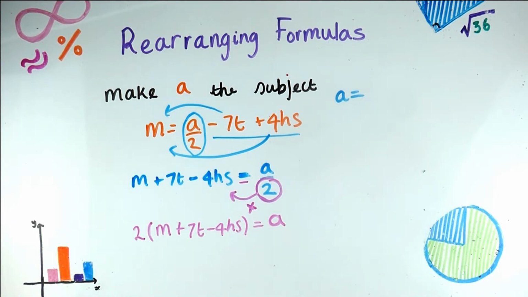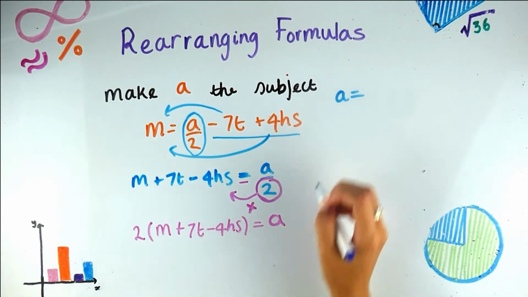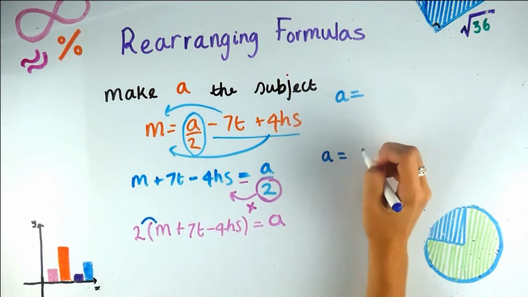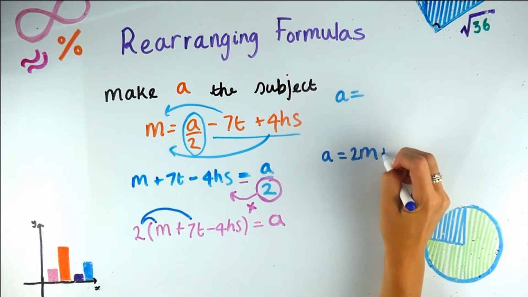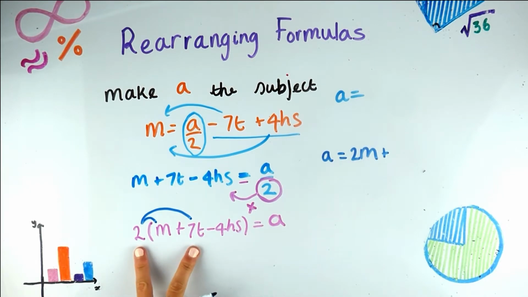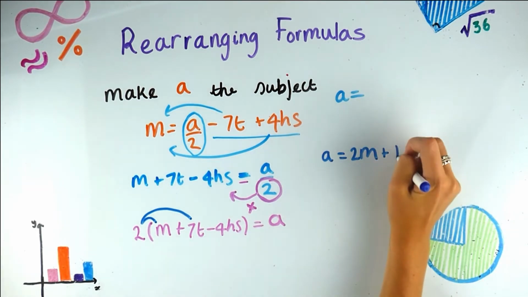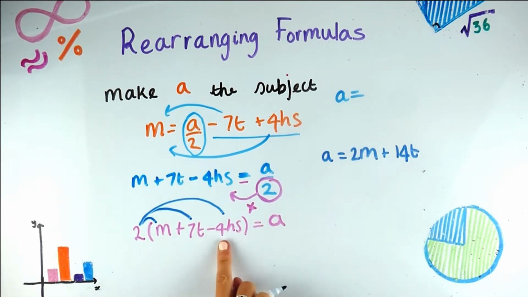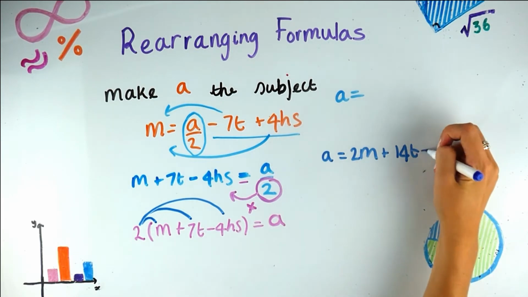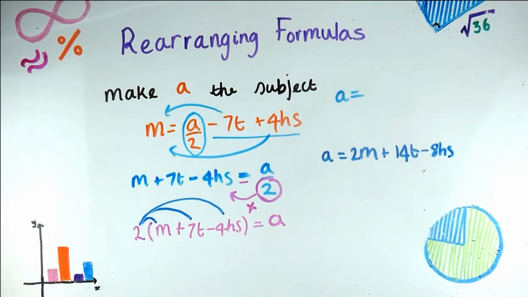Okay, let's continue. So a equals 2 times m, which is 2m, plus, just do the numbers separately from the letters, 2 times 7 is 14, don't forget the t, and then the final one, you multiply 2 and 4, but it's minus 4, so minus 8, numbers, then letters. Okay, so that's your answer. That's just using more terms, and if you have a divide at the end, multiply the whole thing. We're going to move on to exam questions now.